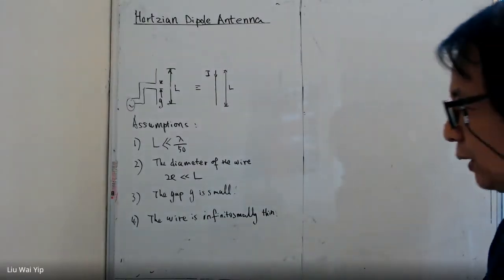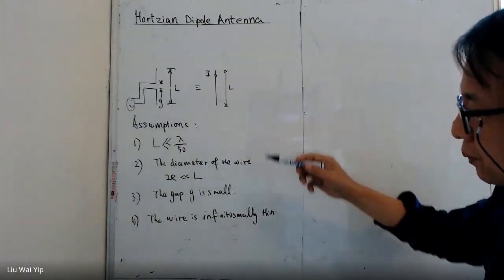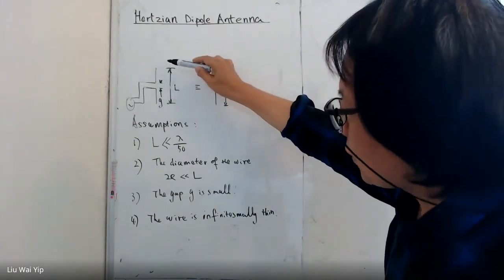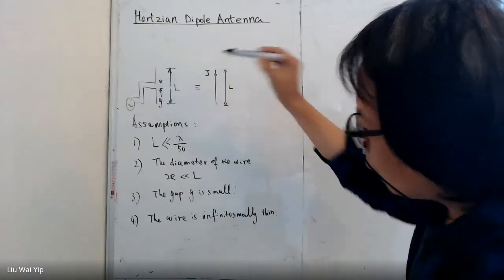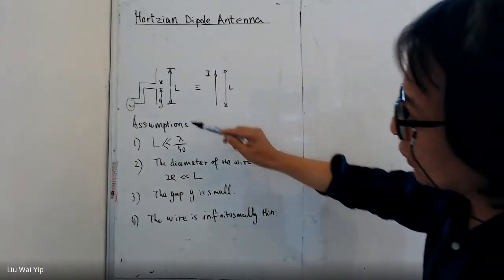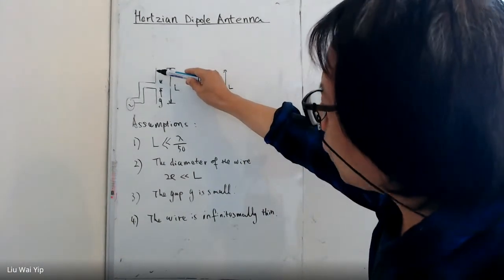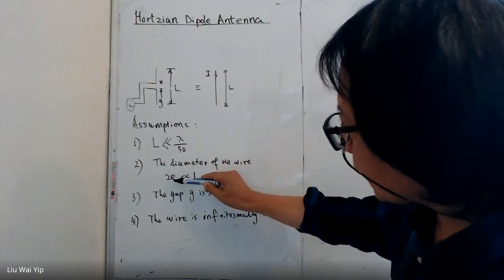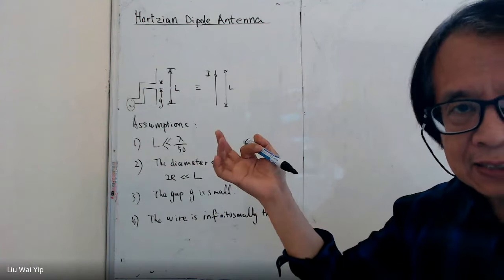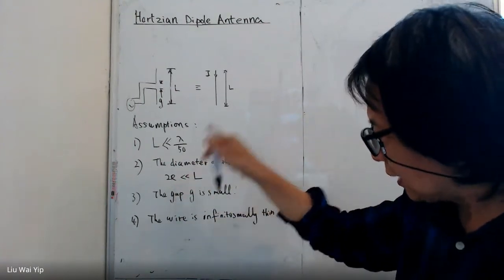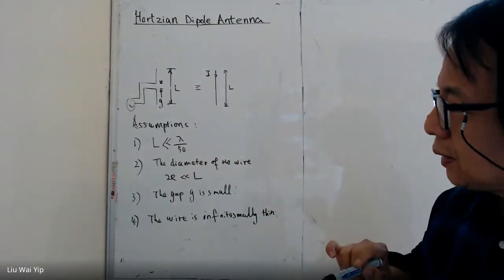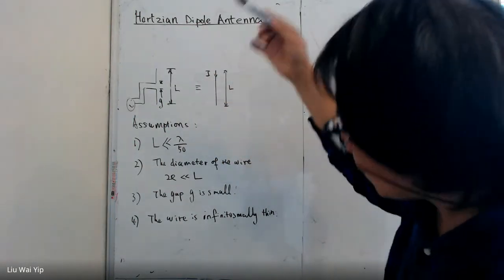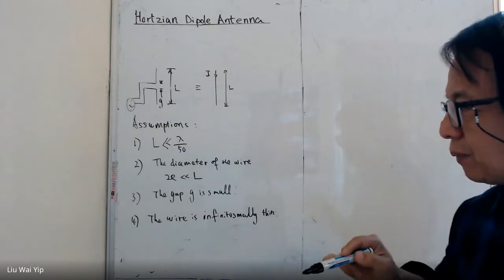Another thing that we have assumed is the wire is infinitesimally thin. In other words, the diameter of the wire, 2R, where R is the radius, is much, much less than the total length. This means it's much, much less than lambda.